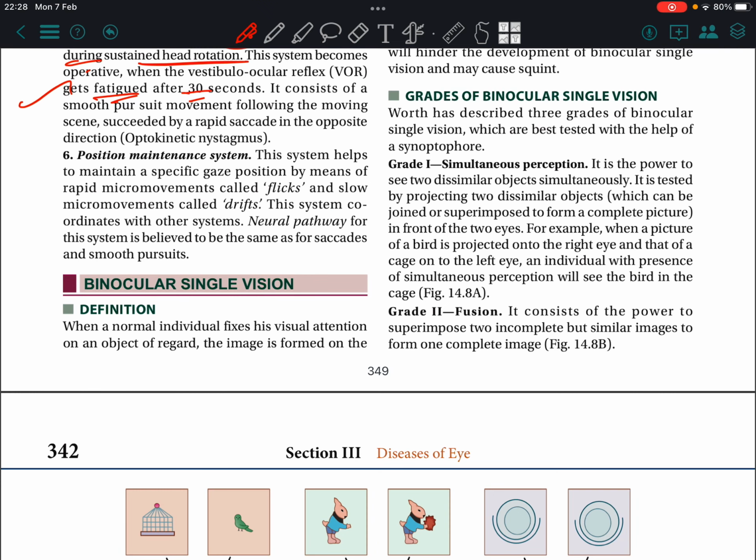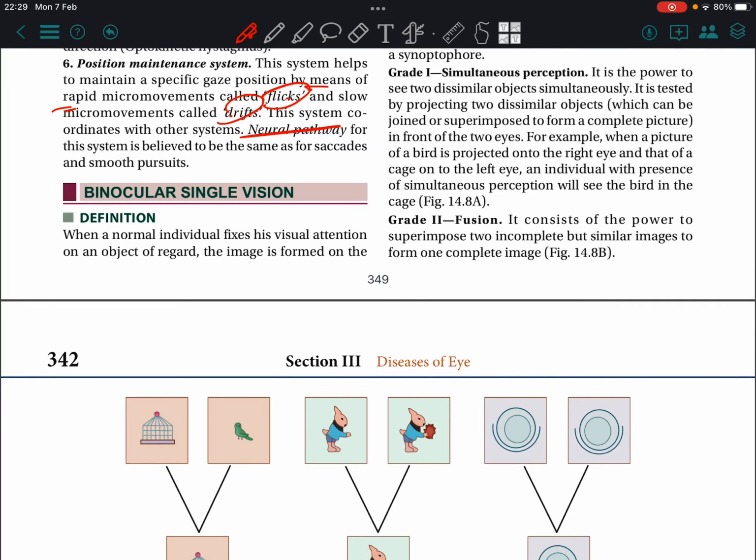Position maintenance system. This system helps to maintain a specific gaze position by means of rapid micro movements called flicks, and slow movements called drift. This system coordinates with others. No neural pathway for this system is known. Binocular single vision.